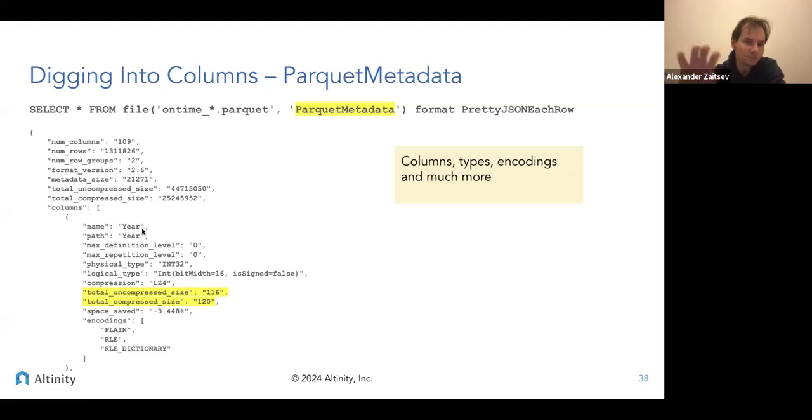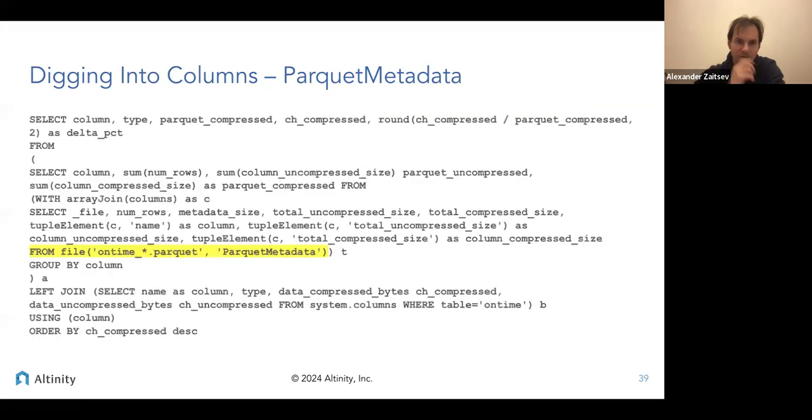So for this particular piece of data, the saving was pretty small, only 3%, because the uncompressed size is 120 bytes and the compressed size is 116. Actually, it's probably even worse, so the space saved is negative. But in total, Parquet is more efficient. And we can actually check efficiency by column if we extract extra data from the Parquet metadata. Don't be frightened by this query. This is something which has been constructed by one of the very talented Altinity engineers.